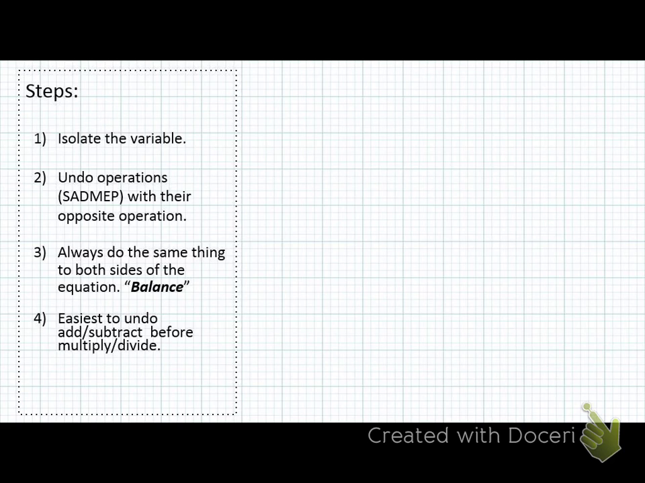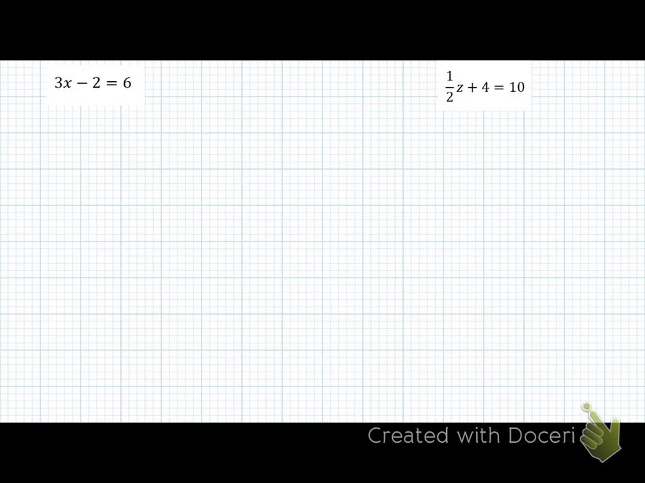Okay, so numbers 1 and 2. Eyes up here, pencils down, okay? So the first one is 3x minus 2 is equal to 6. I want to solve this, okay? So I want to figure out what's my variable. In this case, my variable is x, and I want to figure out how do I get x by itself. We say isolate the variable. Isolate means keep it by itself.